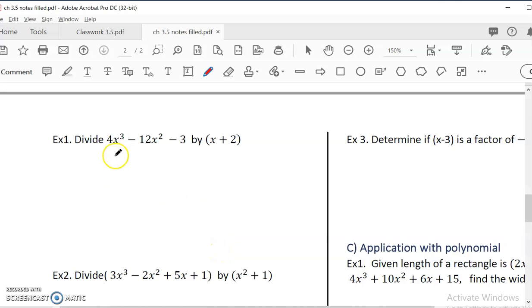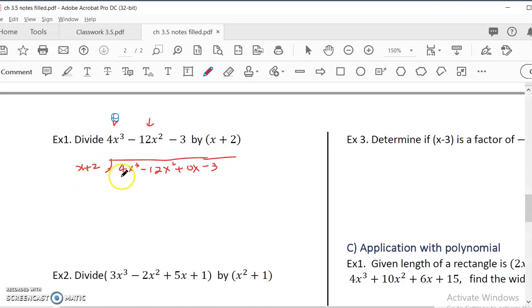So an example would be here. I have 4x cubed minus 12x squared minus 3 divided by x plus 2. Notice I have x cubed and x squared, but there's no x term. For that process to work, you have to make sure that you insert 0x: 4x cubed minus 12x squared plus 0x, just as a placeholder, minus 3. And the outside is also written from highest degree to lowest degree.